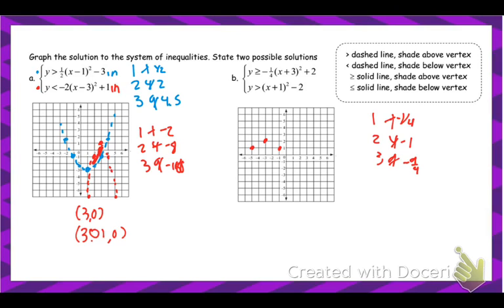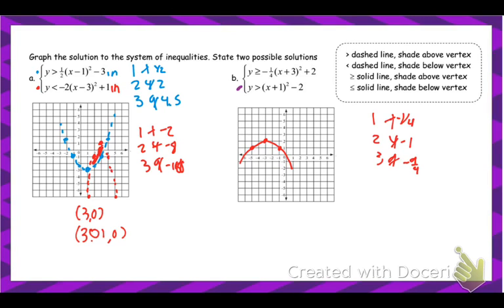Now, if you wanted to on this graph, because it's pretty easy to see the p-value, your p-value here is 1, which means your focus is here. You could use the endpoints of the latus rectum there to get the rest of your graph. That's also a way you could graph this. All right, so this top equation should be a solid line because it's or equal to. Then let's graph the bottom one. That one has a vertex of negative 1, negative 2.